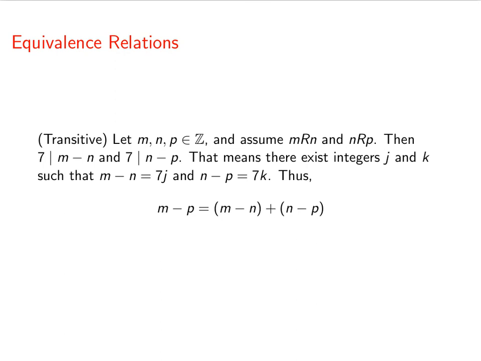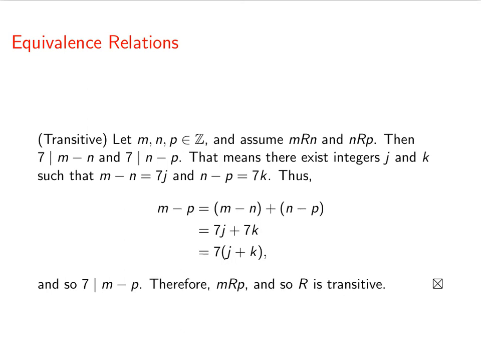All right, so if we work with M minus P, we can write that as M minus N plus N minus P. Of course, we can write that as 7 times j plus 7 times k. And we factor out the 7. And then that tells us that 7 divides M minus P. And so that tells us that M is related to P, and that means that R is transitive. So we've proven it now, that this relation is reflexive, symmetric, and transitive, and that makes it an equivalence relation. Okay, that's all for now.